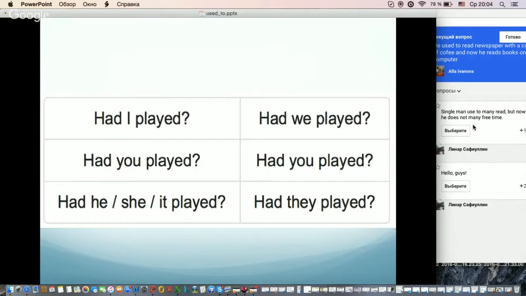If we have to make a question, then the auxiliary verb, я говоря это подразумеваю вспомогательный глагол, goes to the first position. Had I played? Had you played?